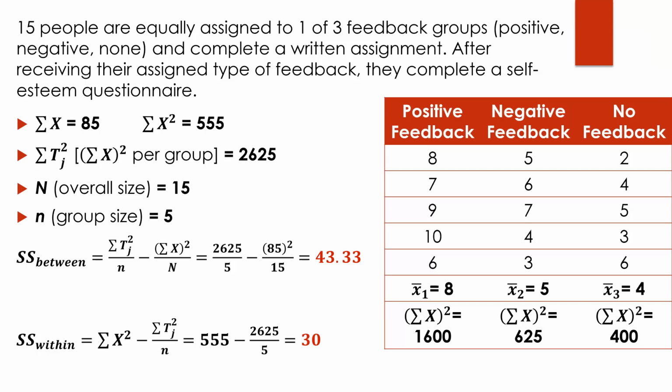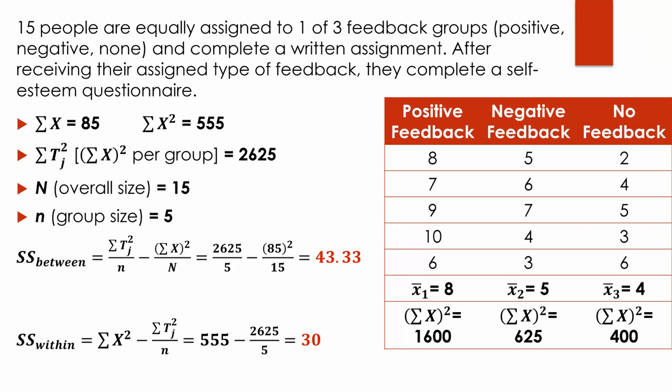There are symbols that you've seen before, like sum of, and you've seen squared and things like that. The only thing you probably haven't seen is that sum of T squared over j. Essentially, that's just a symbolic notation for taking the sum of x and squaring it for each group, and then summing all of those together, right? So you have the sum of x squared that you see there in the table at the bottom.